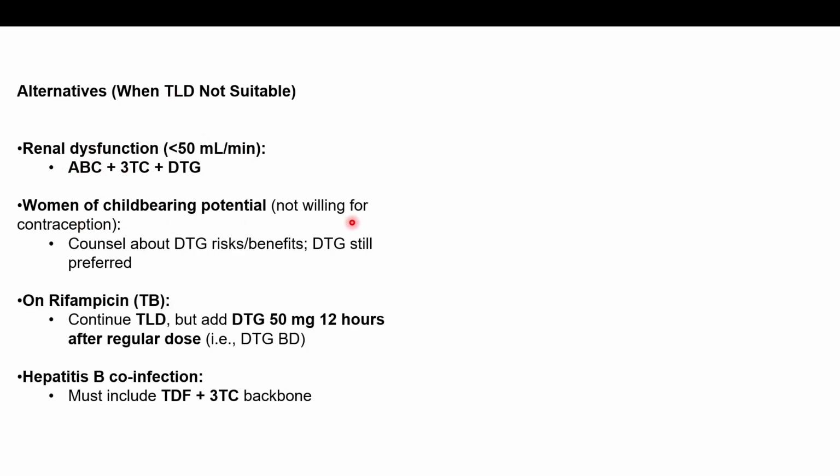Women of childbearing potential not willing for contraception should be counseled about the dolutegravir risk and benefit. Dolutegravir is still preferred. On rifampicin, if the patient is on TB treatment, continue TLD but add dolutegravir 50 mg 12 hourly after the regular dose. That is 2 times a day. Dolutegravir is given twice a day instead of the single once daily regimen. In a patient without tuberculosis, hepatitis B co-infection must include tenofovir and lamivudine. These two are a must. This also covers the hepatitis B treatment.